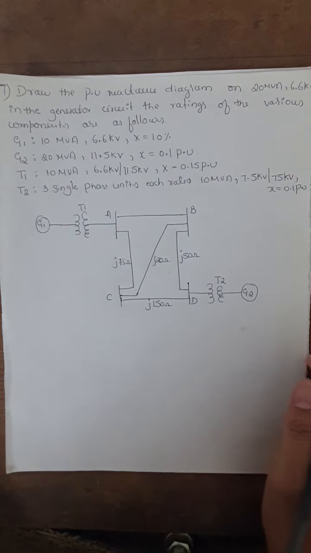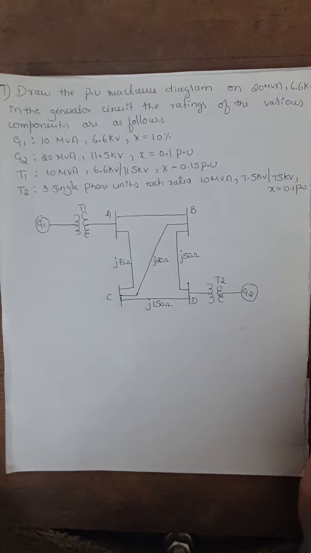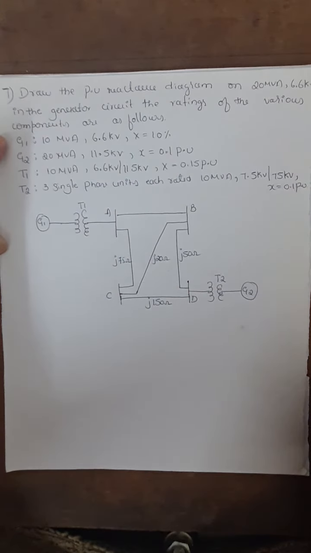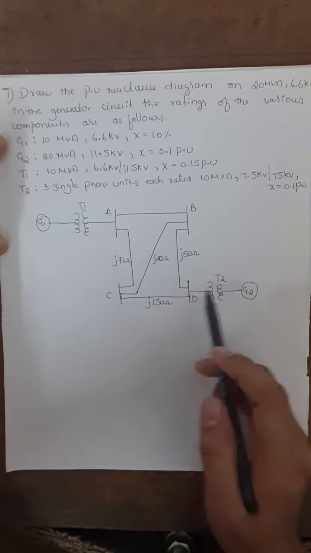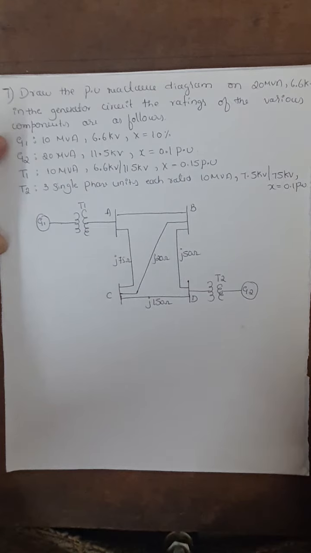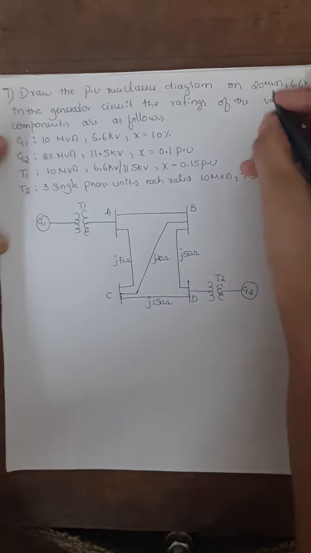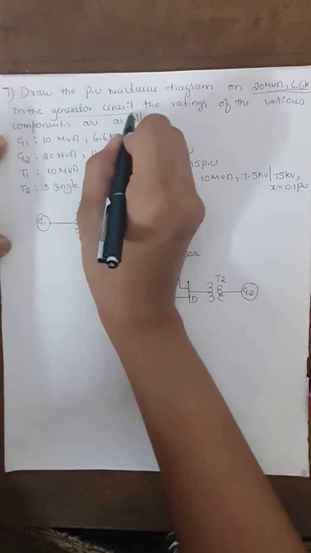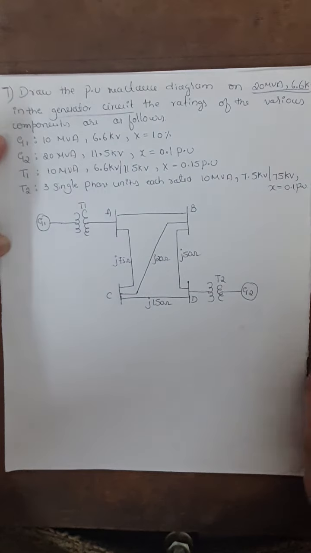Hello everyone. In today's session, we are solving the seventh problem on module 1, drawing the reactance diagram from the one line diagram. So this is the given problem as you can see here. Draw the per unit reactance diagram by considering 20 MVA and 6.6 kilovolt in generator 1 circuit. So this will be your base value. You have to consider this value as the reference value of the generator 1 circuit.